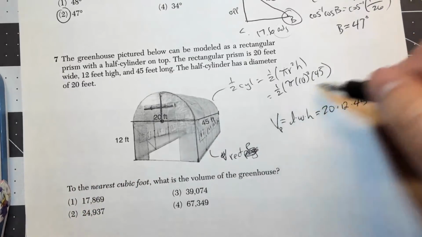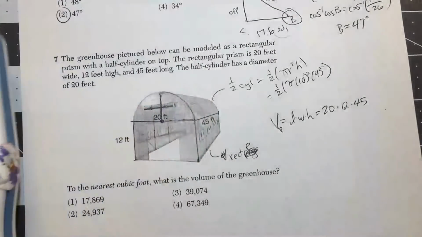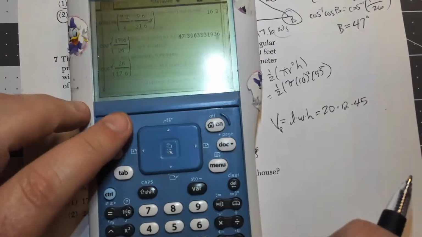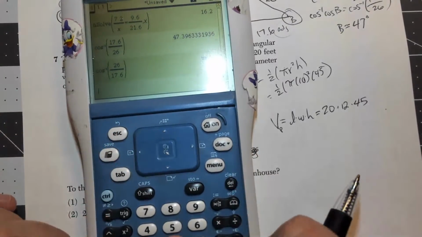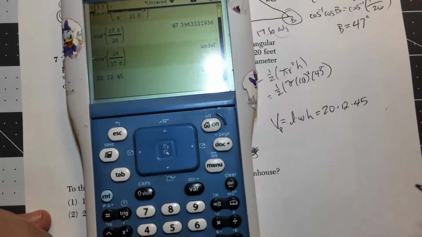In terms of pi, just leave pi in your answer. So type all the numbers in, and then look at pi. This one says nearest cubic foot, so we're going to want to round here. So 20 times 12 times 45, we end up with 10,800.